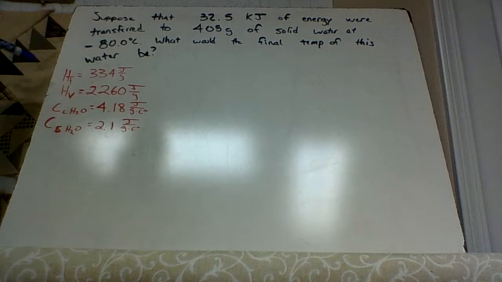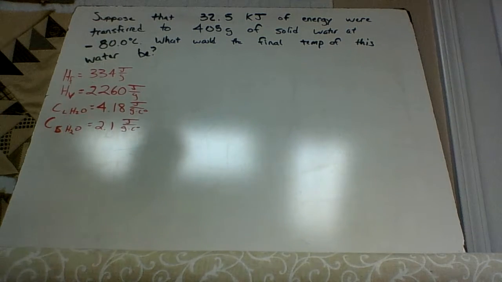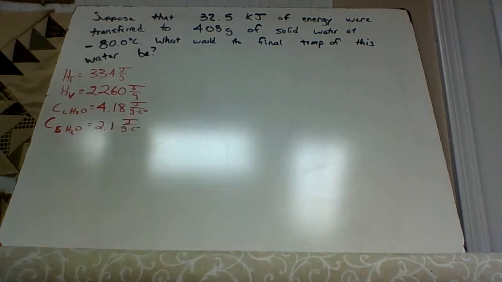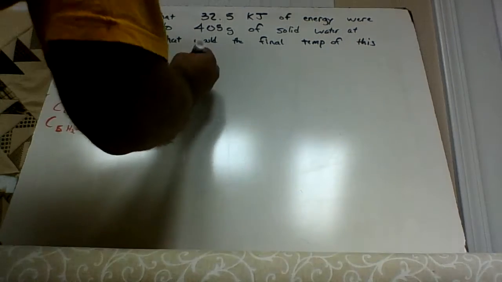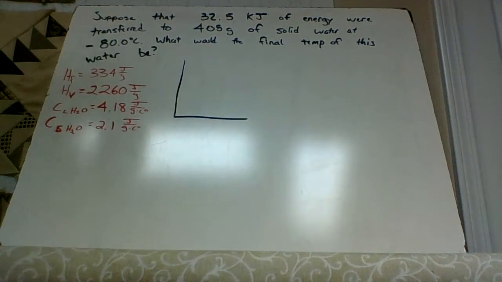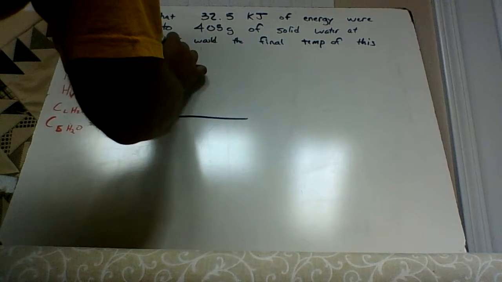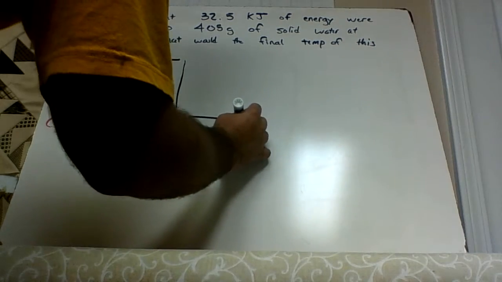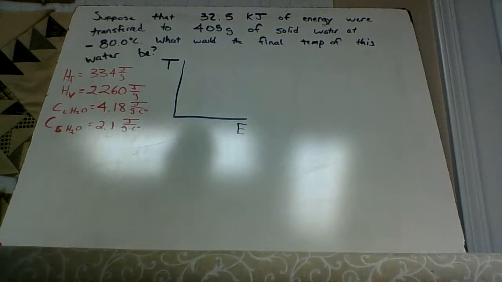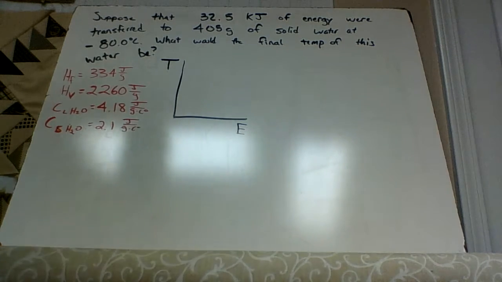Well, I've got all these constants here, and we'll point out which one we need in just a second. But the first thing I want to do is sketch a temperature versus time graph. So I'm going to sketch my y and my x-axis. On the y, I'm going to put capital T for temperature, and on the bottom, I'm going to put capital E for energy. Or you could put lowercase t for time, either or.